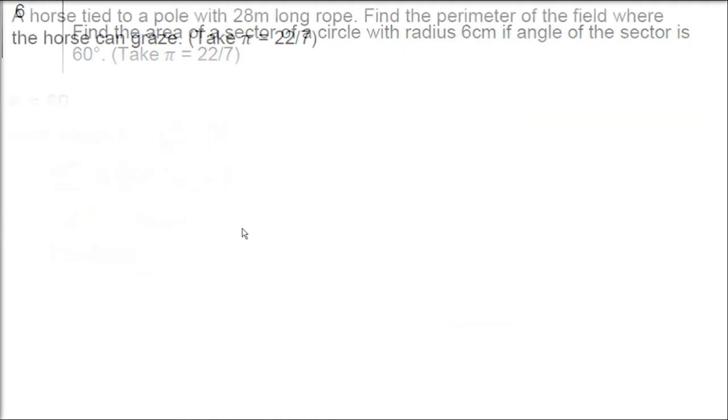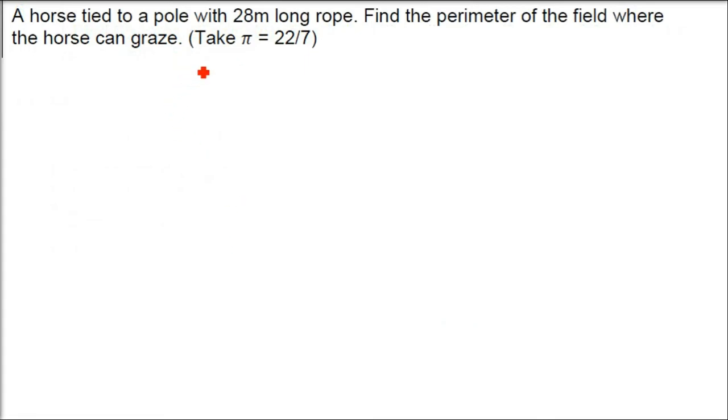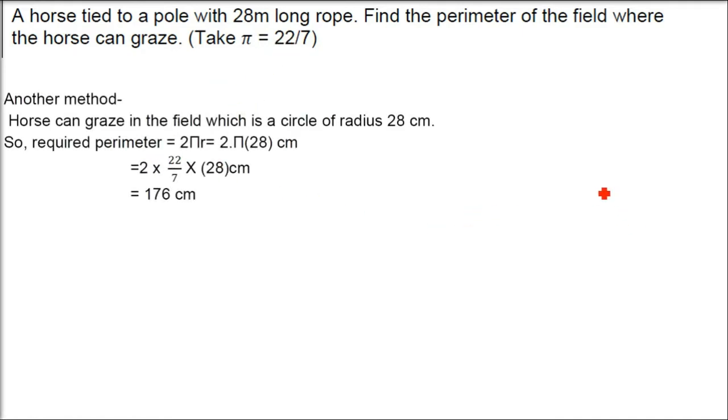So always it will come in square units. A horse is tied to a pole with a 28-meter long rope. Find the perimeter of the field where the horse can graze. So this question is saying that there is a pole, and a rope is tied to the neck of the horse, and the horse cannot go beyond that. The rope can only go up to this boundary, and this boundary will form a circle. If you assume the horse can move around, it moves around a circle. So this is the perimeter of the field.